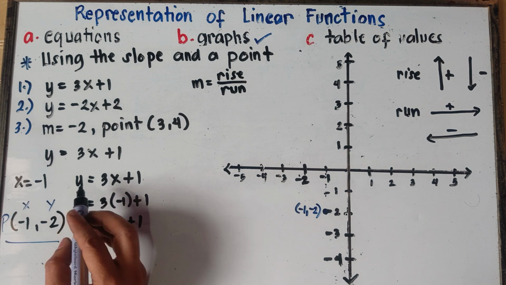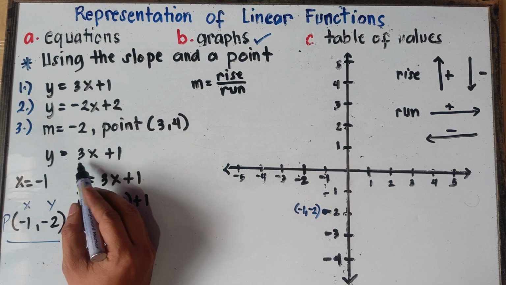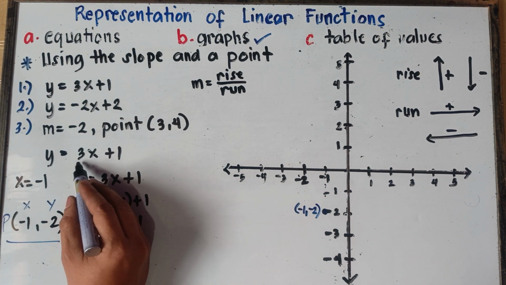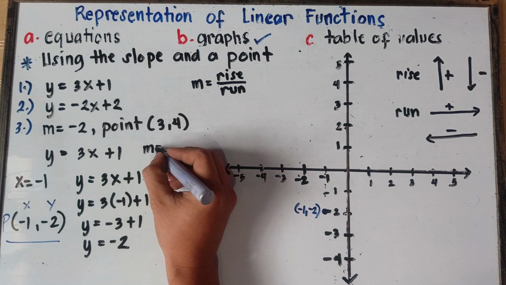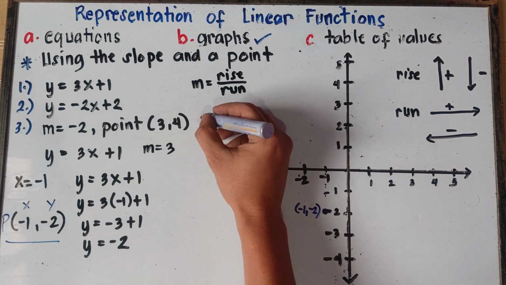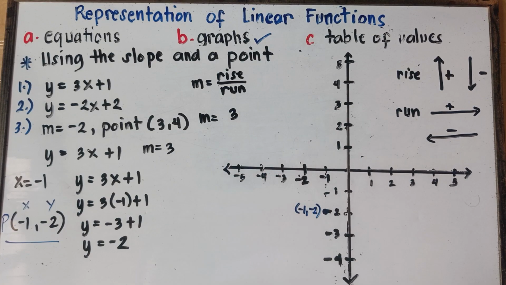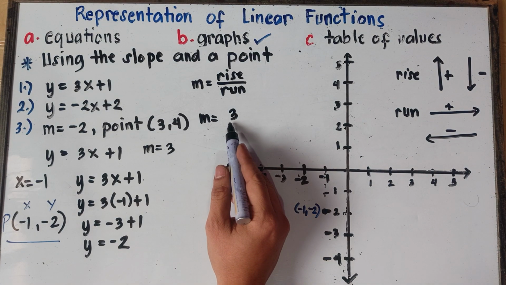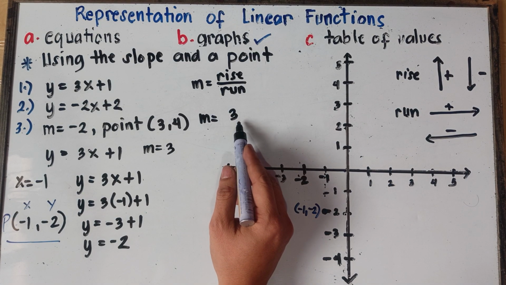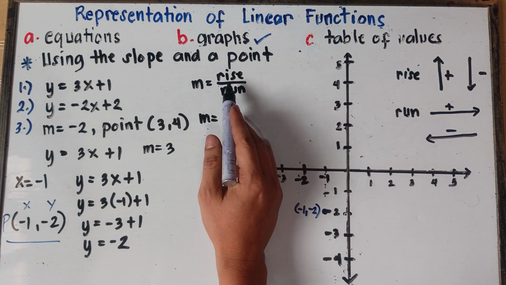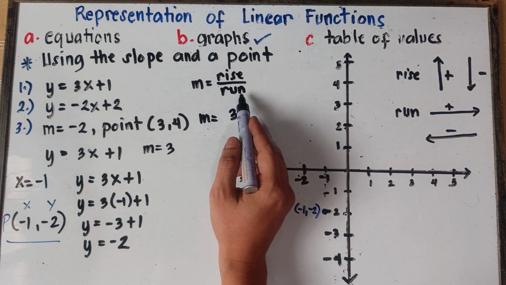And then our given slope. Once again, class, our slope is positive 3. So m is equal to 3. Now once again, class, for any number, understood that there is a denominator, right? Because we need to have run, class. We need to have rise over run.